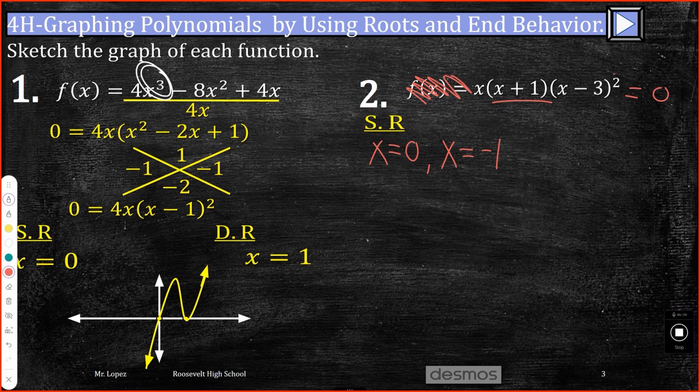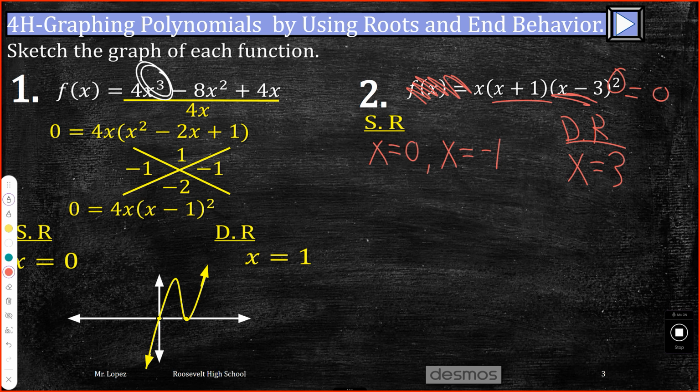Now this one is a double root. Double root where? At x equal what? x equal to 3, isn't it? Yes? Anybody? If I plug in x is 3, what is 3 minus 3? 0. So that's a double root at x equal to 3.